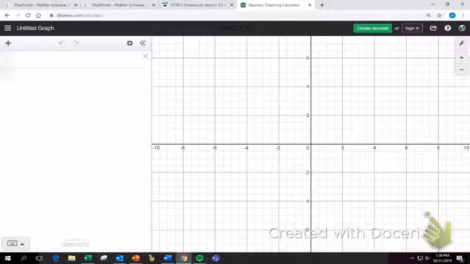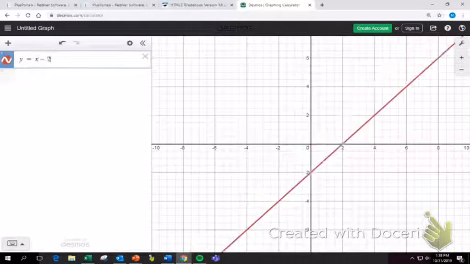Y equals x minus 2. Now, let's all breathe a sigh of relief because y equals x minus 2. That's all we got to put in there. We don't have to do a boundary line. We don't have to decide if our points are open or closed. We are back to graphing a straight line.